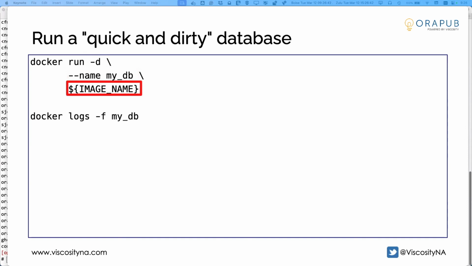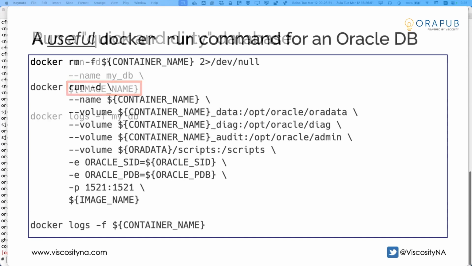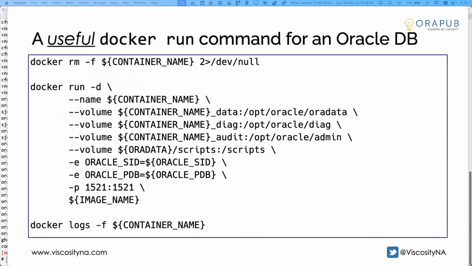And then I'm going to use that image name. This is how I'm going to reference it. And this docker logs command, you'll see in just a second, is going to show me what's going on inside my database. So that was the quick and dirty command. Here's the actual useful command. And I know this looks a lot bigger and scarier, but it's really kind of the same thing.